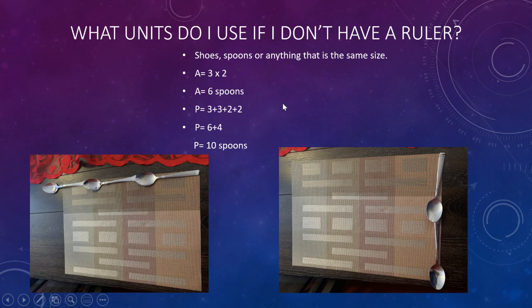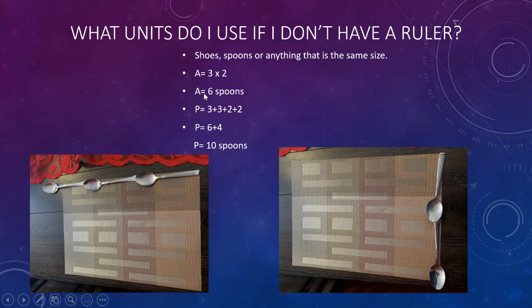Like spoons, perhaps. Okay, so you can use shoes, spoons, or anything that is the same size. Same size is important. You can't use a small spoon and then a bigger spoon, because then the unit would not be the same size, okay? So for here, I actually measured my placemats. I did my length and my width. I didn't measure all the way around because I knew if I had this measurement, then this measurement would be the same. And if I had this side measurement, then this side measurement would be the same.